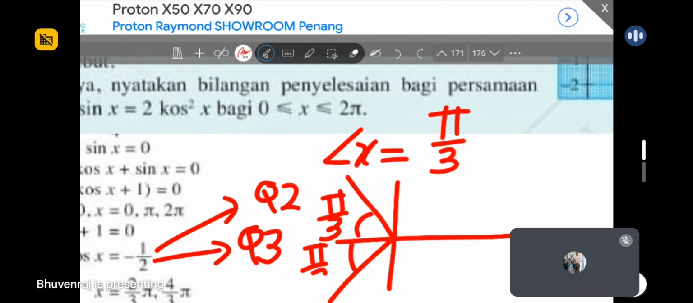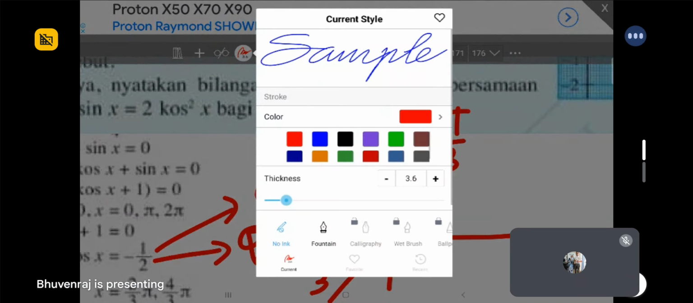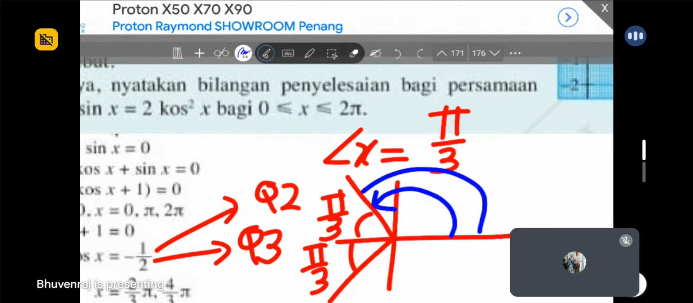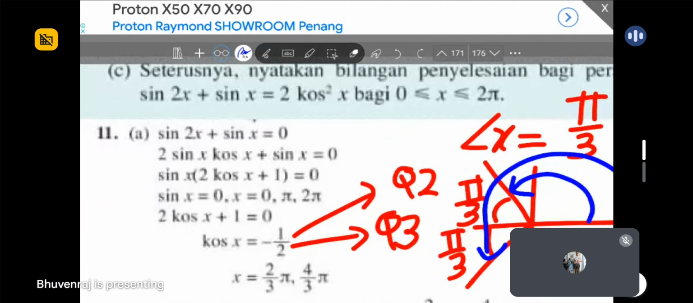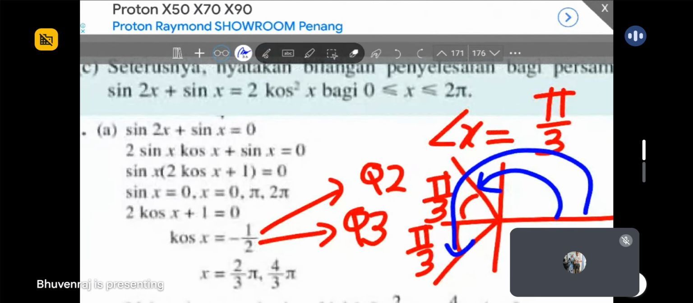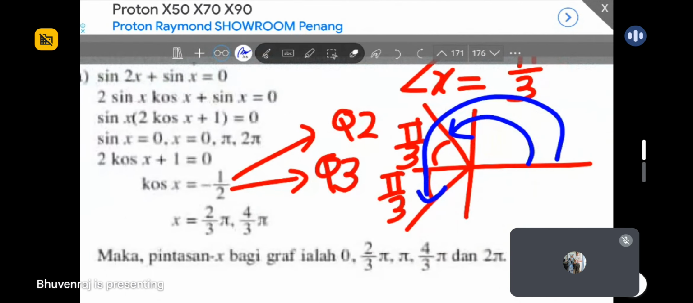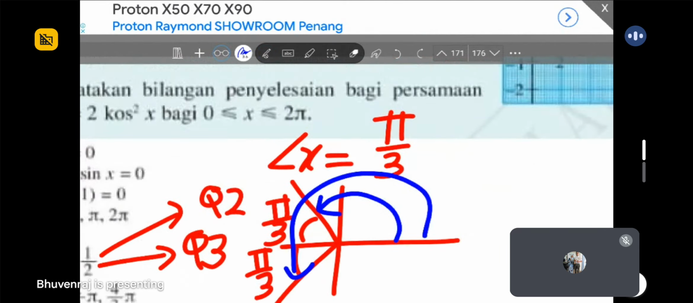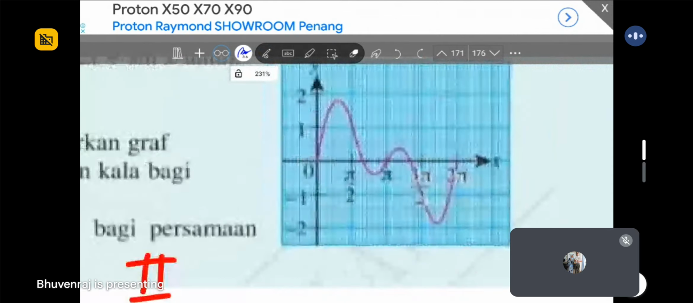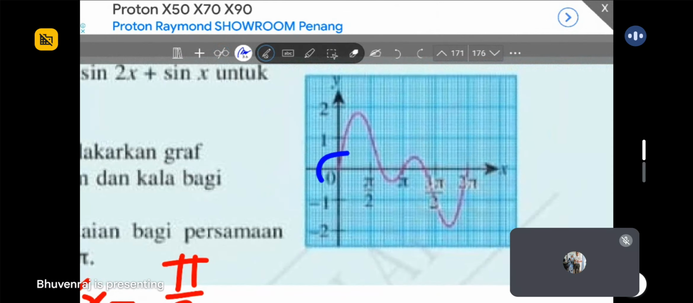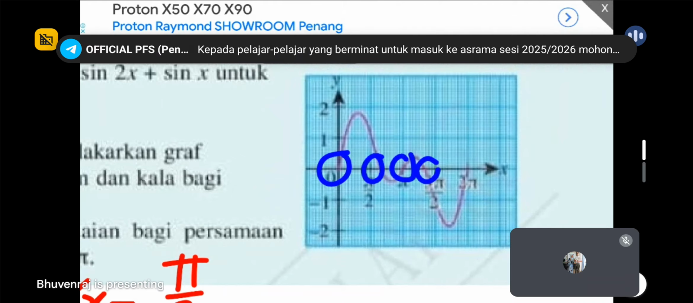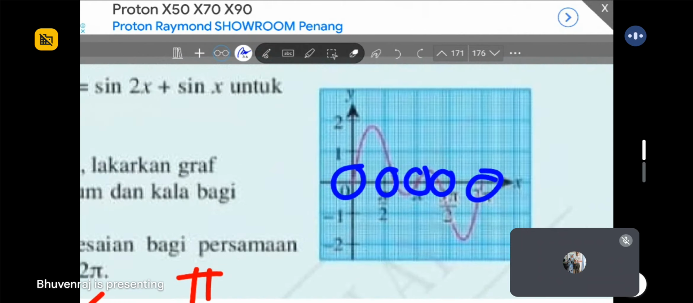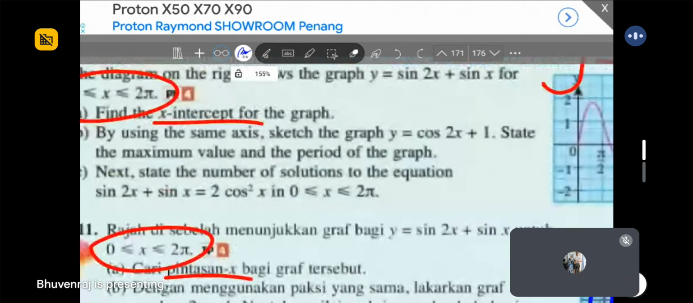This one is pi over 3. Okay, and then you can measure the angle. Boleh ukur. Okay, so this is how you measure the angle. So your answer is pi minus pi over 3, 2 pi over 3, and pi plus pi over 3, 4 pi over 3. So in the end, you have 5 answers. 5 jawapan. Okay, so these are all your x-intercepts, pintasan x. So you can actually refer to your graph. You can see that there are 5 x-intercepts. 1, 2, 3, 4, 5. 5 kan? That's why the answer is 5 lah for x-intercept.